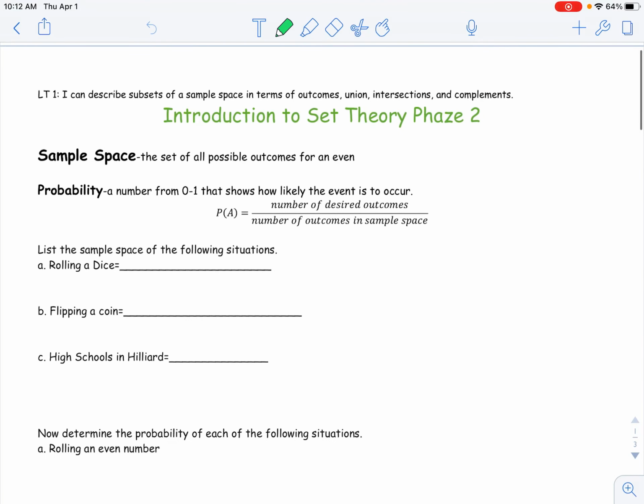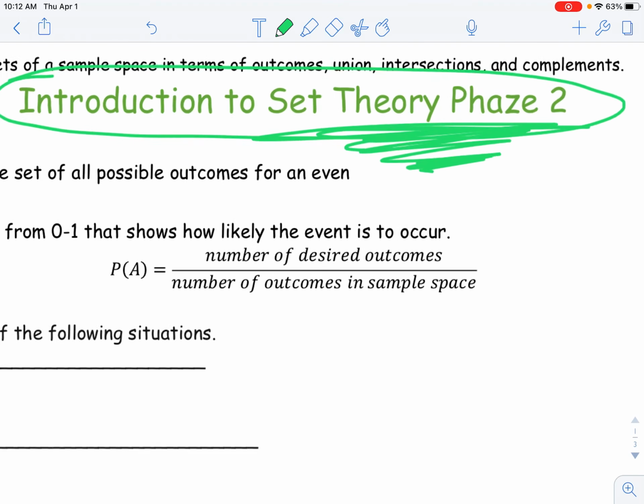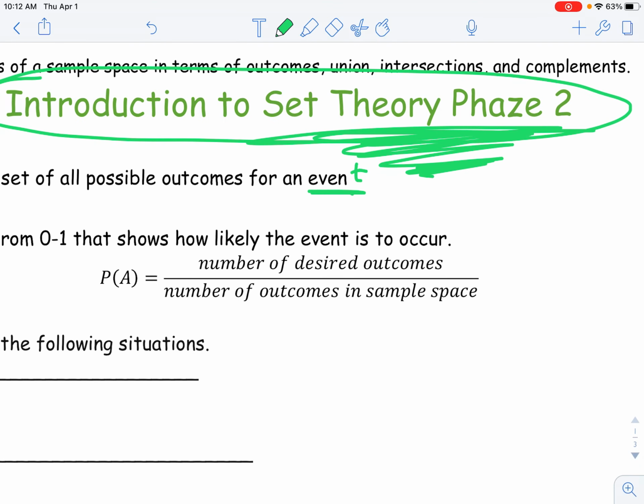All right, so now we got the same thing, just an introduction to set theory phase 2. Nothing too new, but we're just spending some time reinforcing some skills from yesterday, practicing them and getting really good at them. So we got sample space. That's the set of all possible outcomes for an event. Forgot to put the T right there.